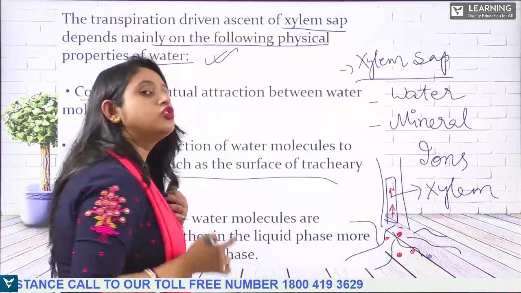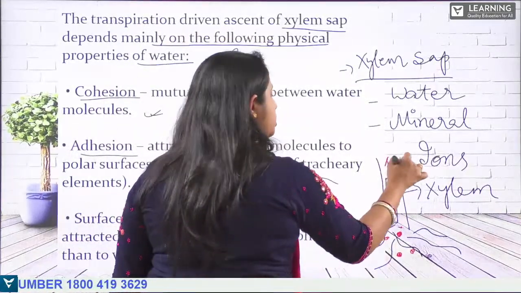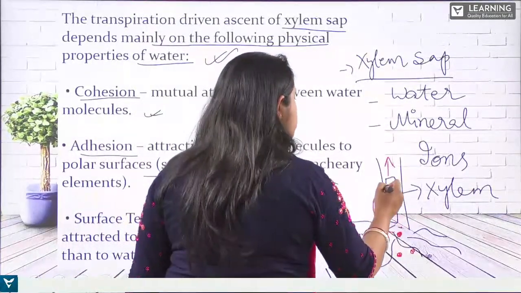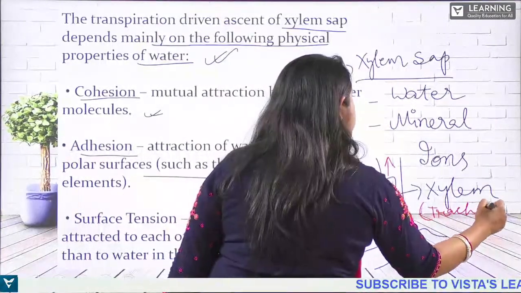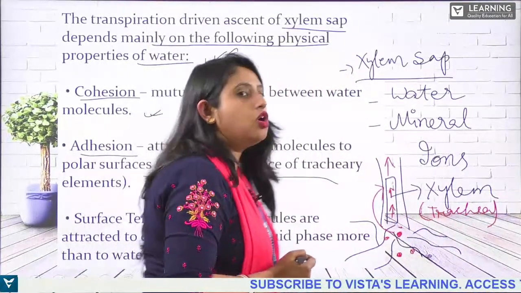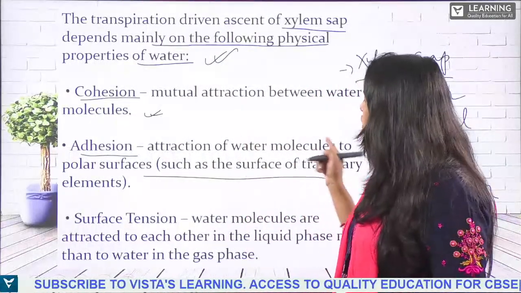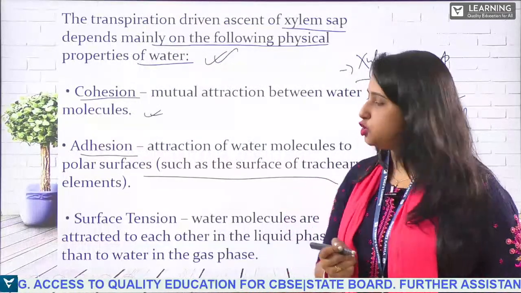So here what happens? Transpiration will take place, isn't it? It is moving upwards. So these molecules should go and attach to the trachea. That is called adhesion. So the attraction of water molecules to the polar surface should take place for the process of transpiration.